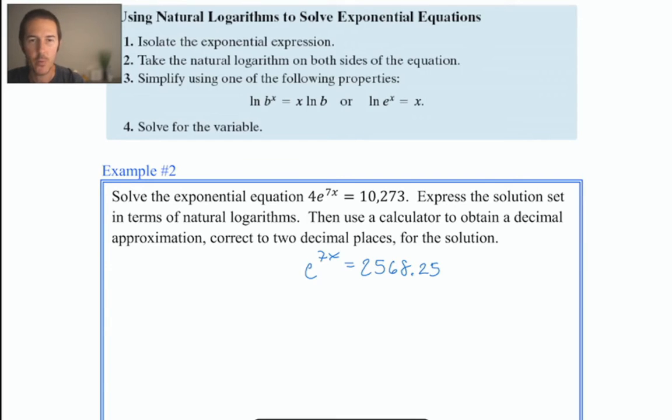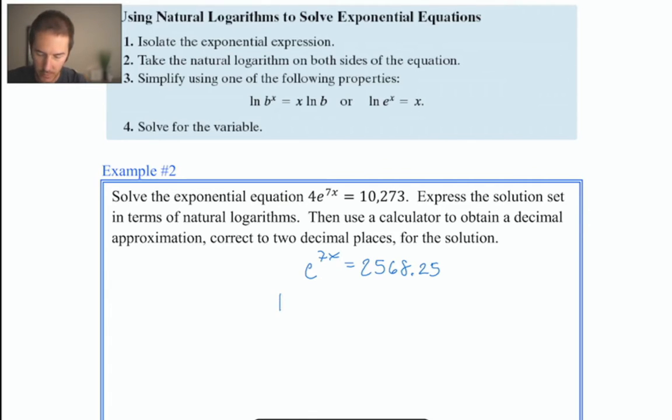And then somehow we need to get access to that variable that's in the exponent position. In fact, our final answer is going to say x equals. But the x right now is in the exponent position. I need x to be down on the ground, as I like to say. So how is it that we're going to make that happen? And the answer is we're going to take the natural log of both sides of this equation.